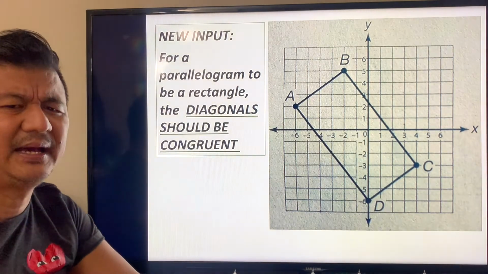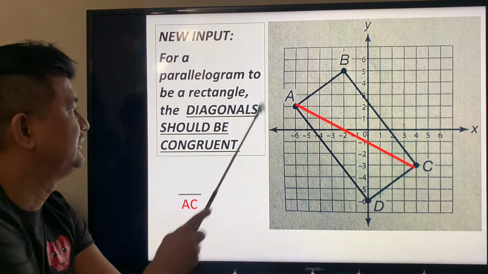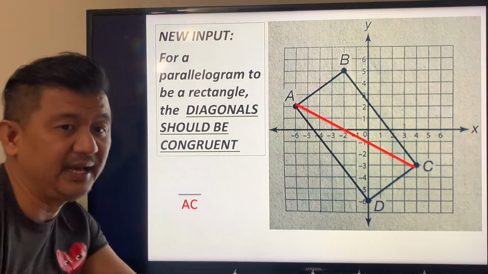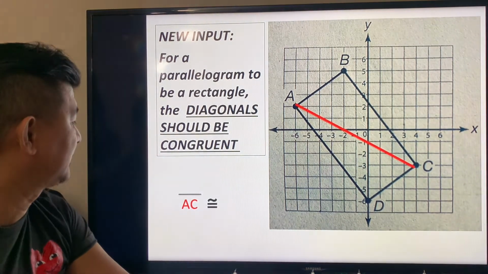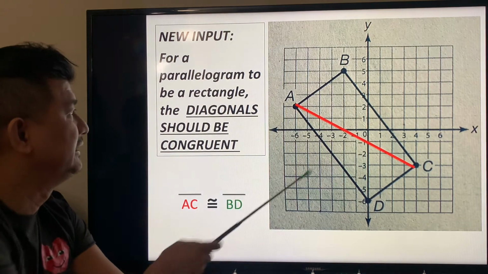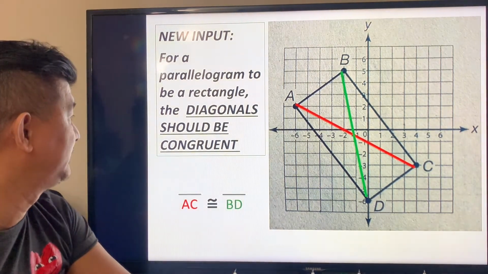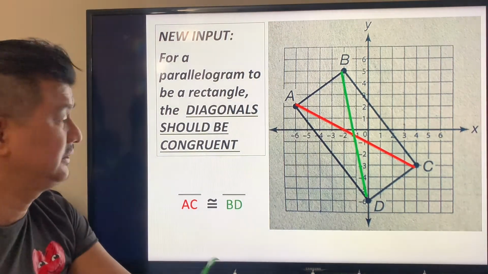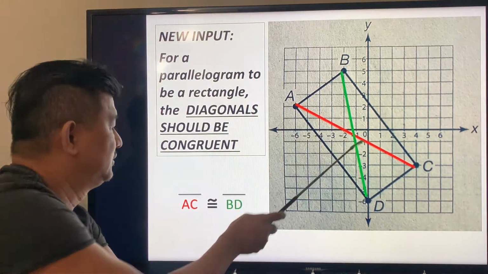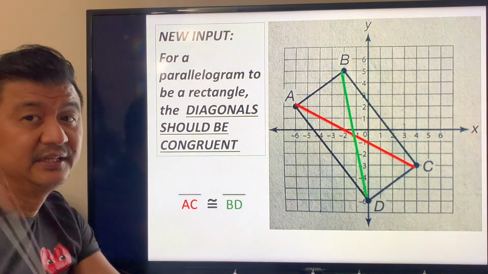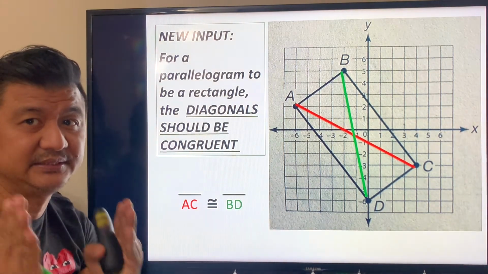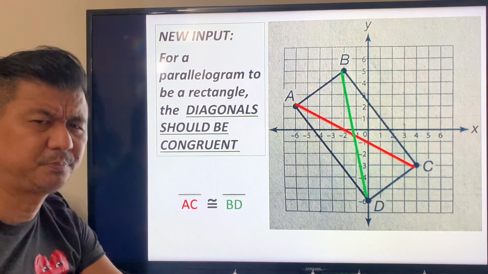What do we mean by that? Meaning AC, this AC, that's called a diagonal. And there's another diagonal, which is BD. BD is this one. So to prove that they are really a rectangle, these two diagonals should be congruent, meaning they have the same size and the same length. So let's prove it then.